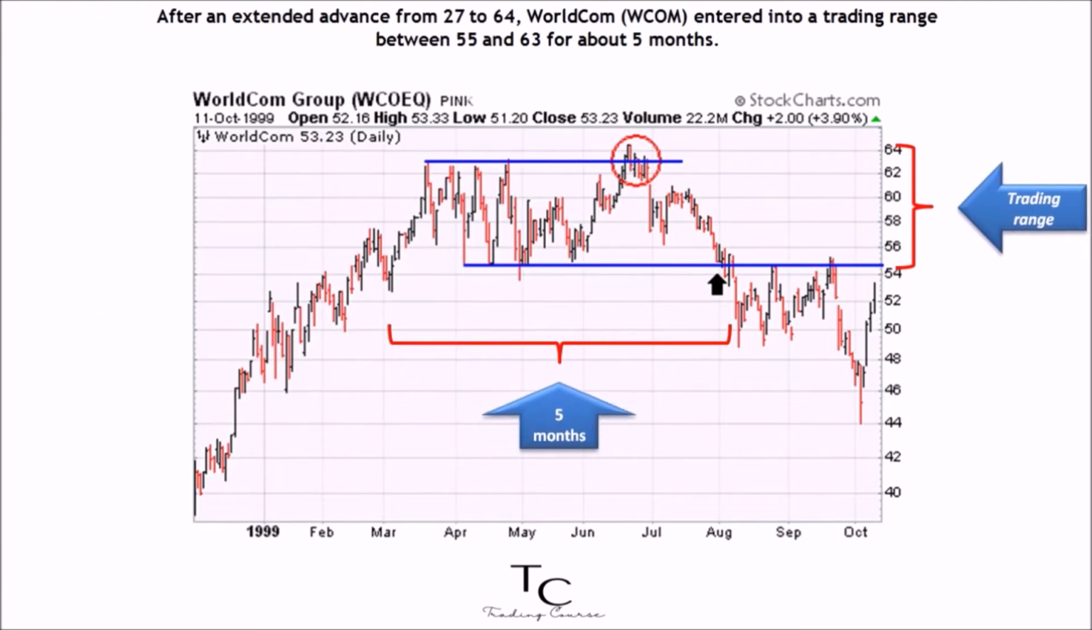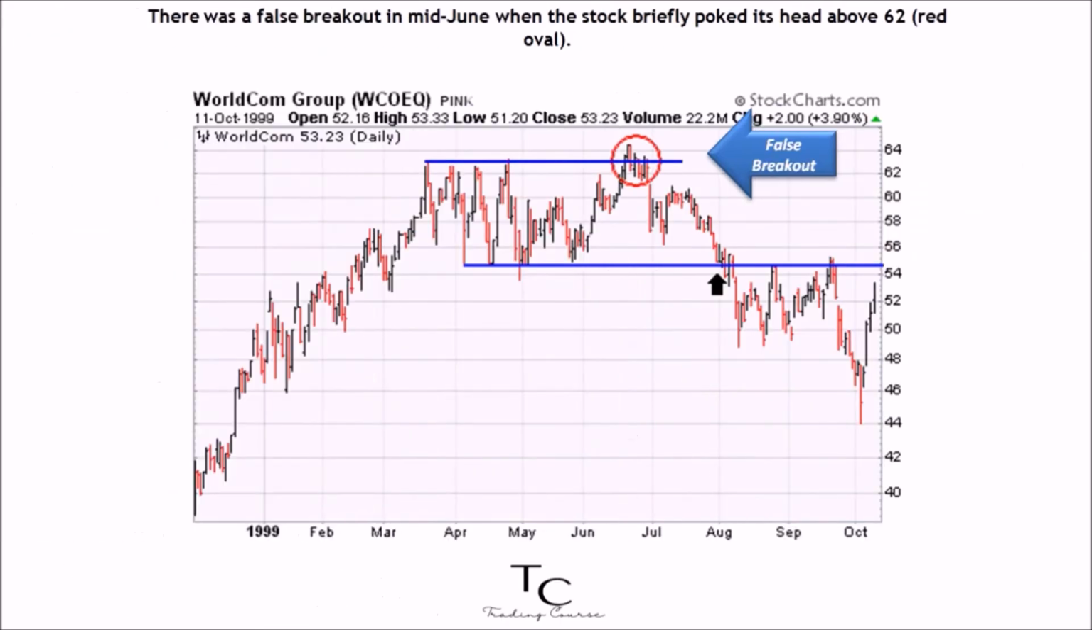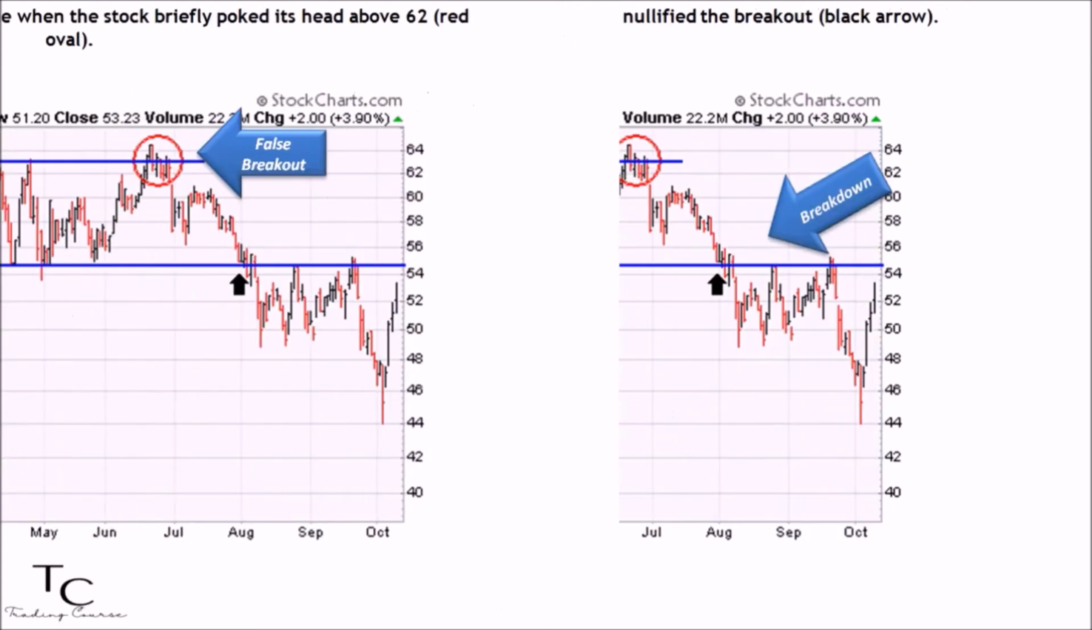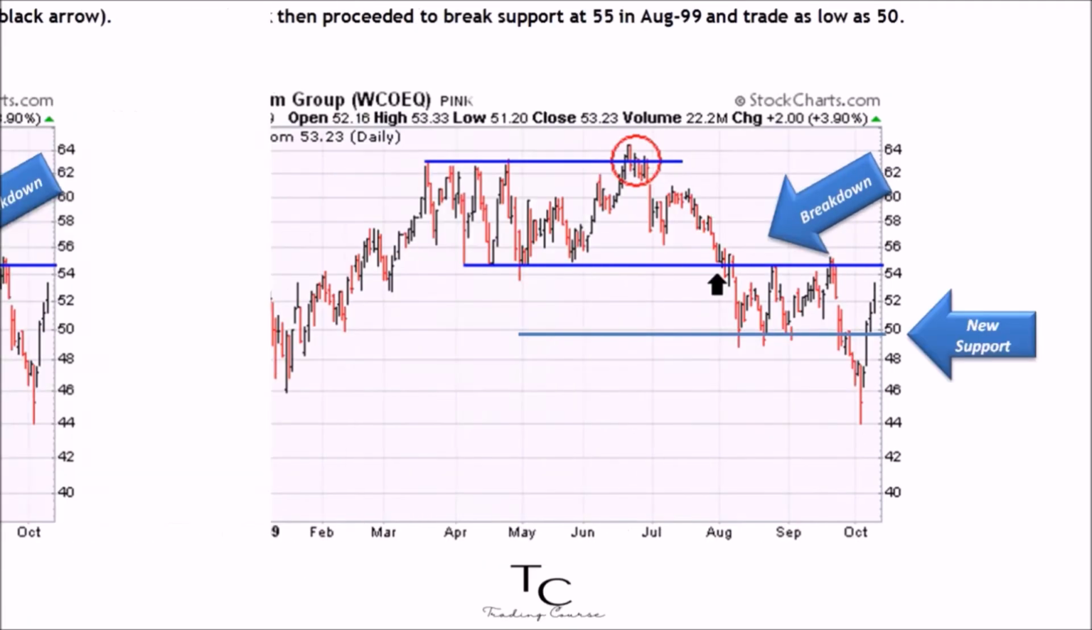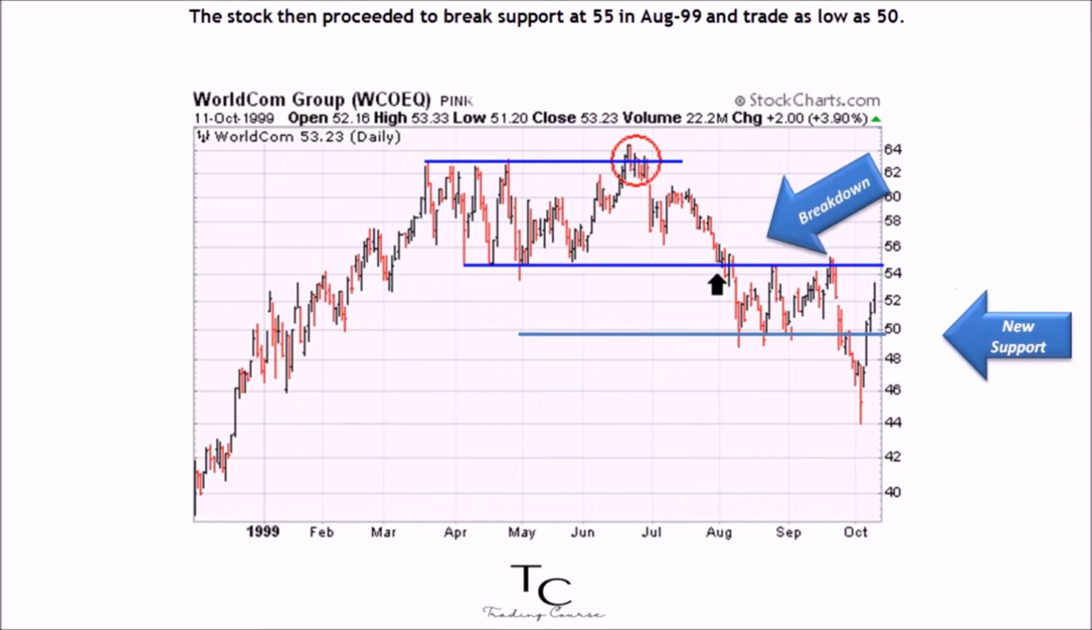After an extended advance from 27 to 64, WorldCom, WCOM, entered into a trading range between 55 and 63 for about 5 months. There was a false breakout in mid-June when the stock briefly poked its head above 62, red oval. This did not last long, and a gap down a few days later nullified the breakout, black arrow. The stock then proceeded to break support at 55 in August 99 and trade as low as 50.